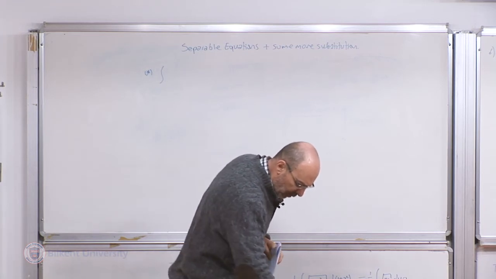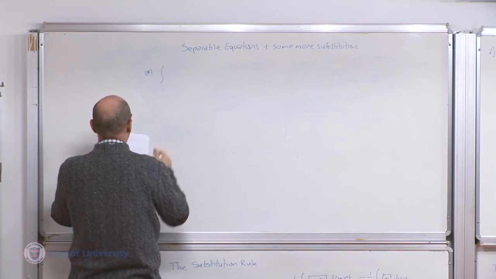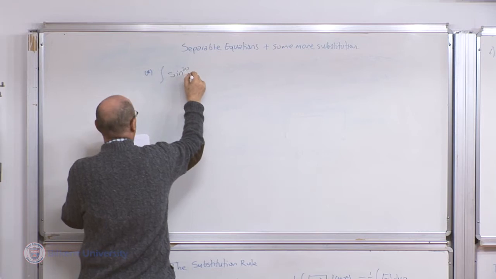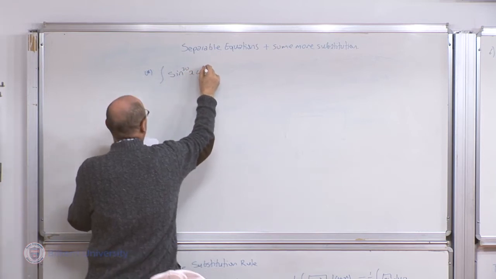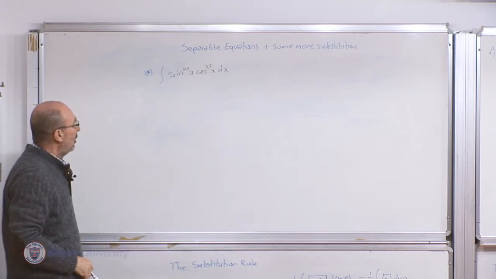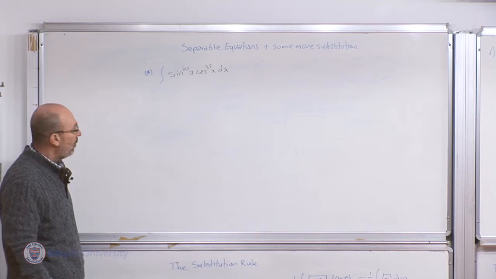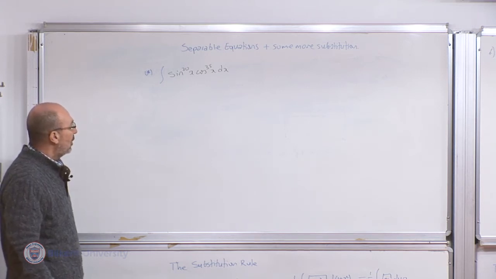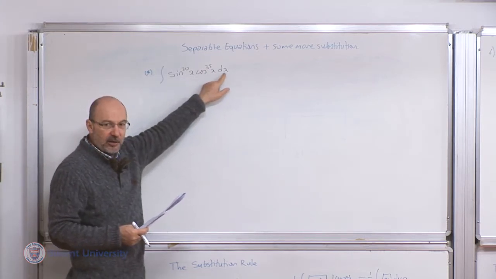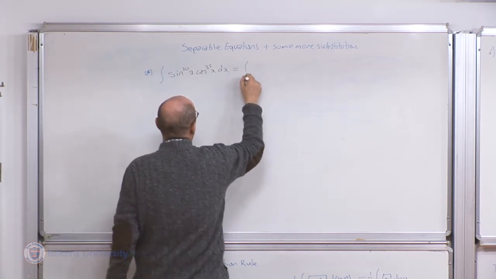Let me take this. So integral of, okay, let me continue with what we did last hour. Sine 30x cosine 35x dx. Okay, so in such things, if one of them is odd, then you associate it with dx. Okay, so that's the trick we play with these equations.